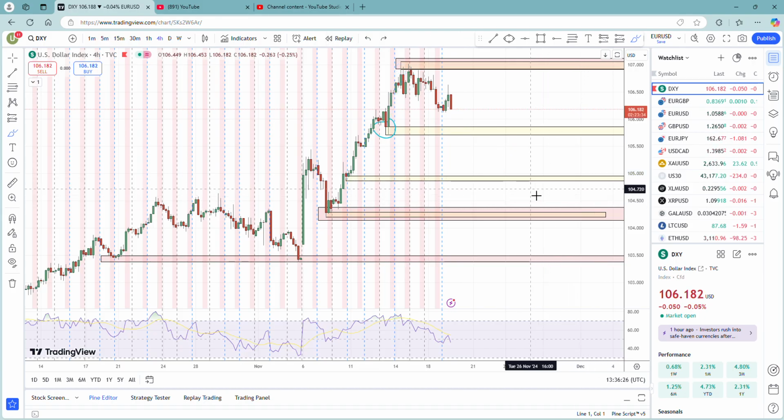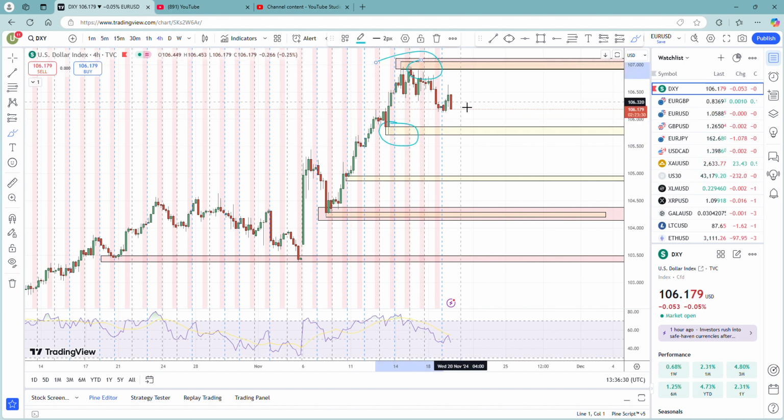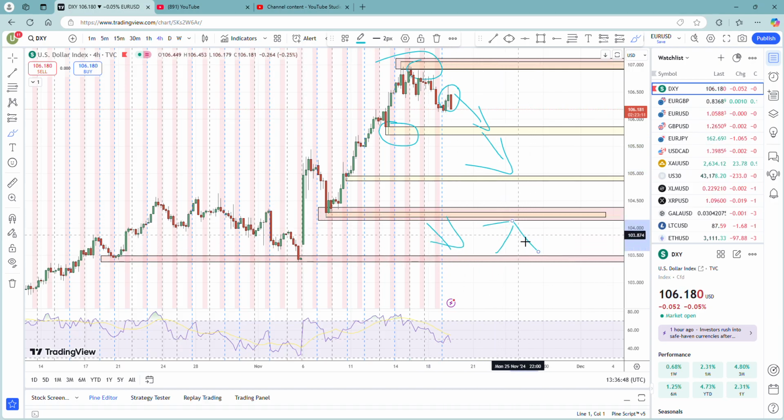Price is currently in between the support and resistance levels. If you look, price is in a downward trend. The momentum is going down. That means we can expect the DXY to go down this week or in the next couple of days, especially on a H4 time frame. So if DXY is going down, that means EURUSD and GBPUSD is going up.